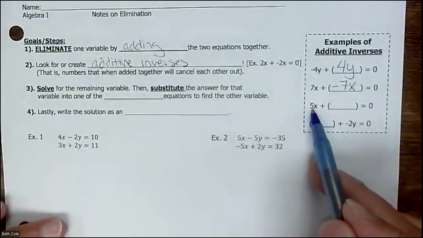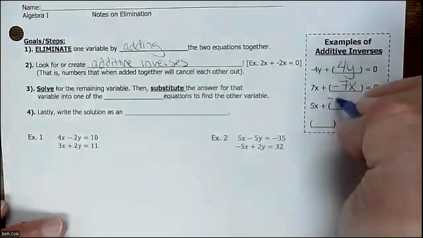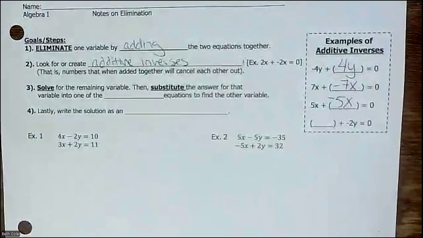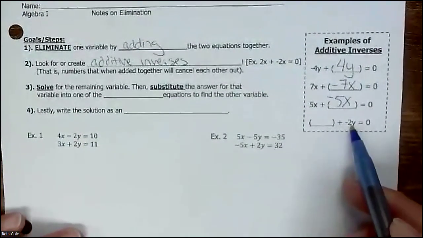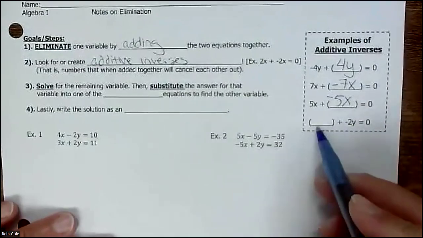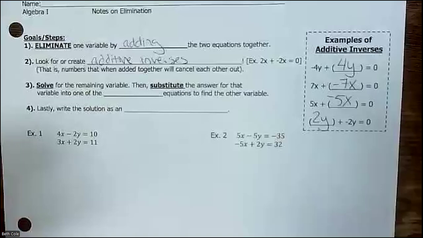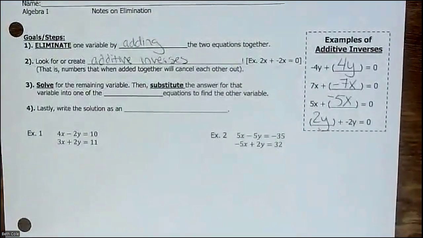So how about 5x? Negative 5x. Now x and y won't cancel. It has to be the same variable. And then how about this last one? You've got a negative 2y. What would cancel that? Positive 2y. All right, so negative and positive of the same number are going to cancel out.